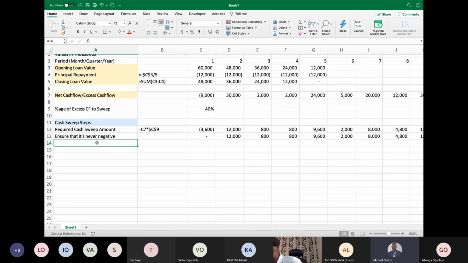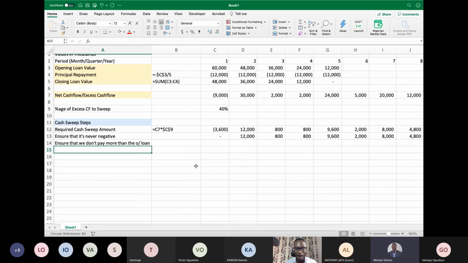Victor even said it nicer. He said cash sweep still sweeping after repayment of loans. So now let's go and fix that one. We are going to ensure that we don't pay more than the loan, or should I say outstanding loan. We don't pay more than the outstanding loan.